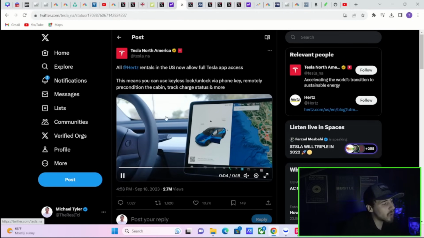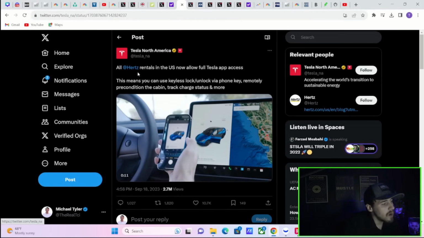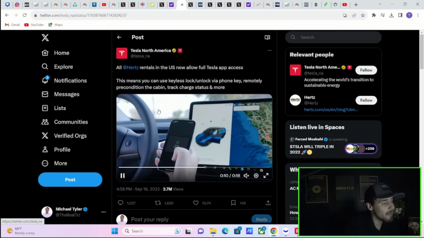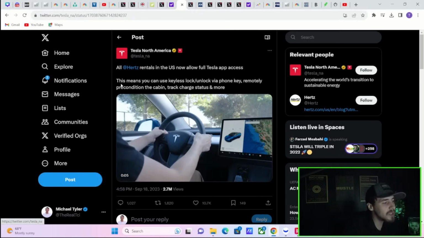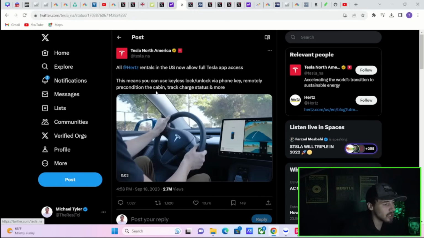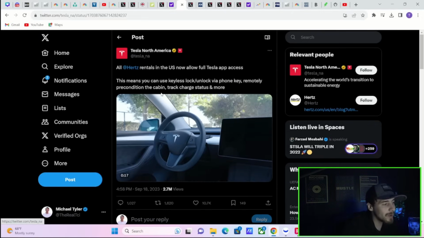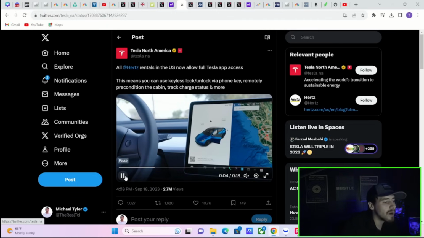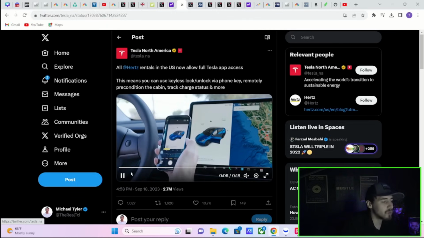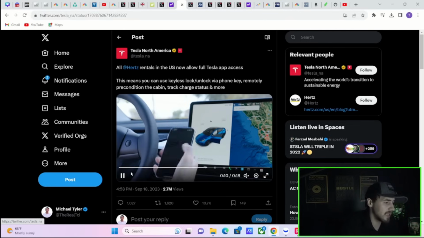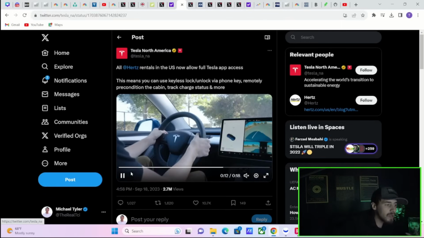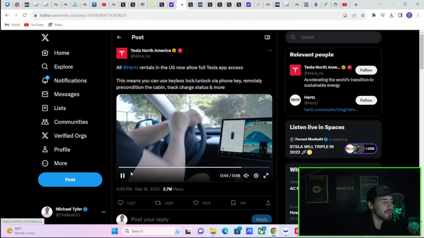Tesla North America posted this on their X account. All Hertz rentals in the US now allow full Tesla app access. This means you can use keyless lock/unlock via a phone key, remotely precondition the cabin, track charge status, and more. This is going to make the rental experience with a Hertz Tesla, or likely other rental companies' Teslas, a lot more appealing and give you that full immersive experience.